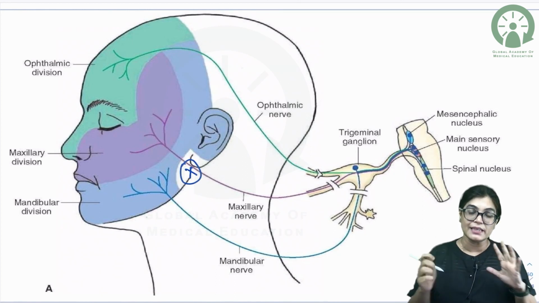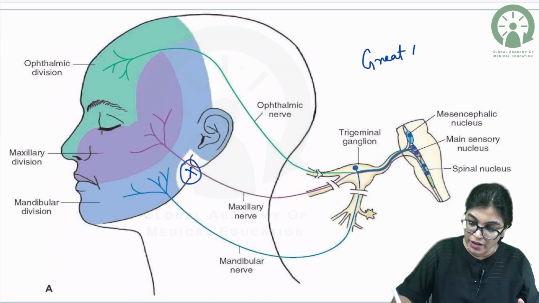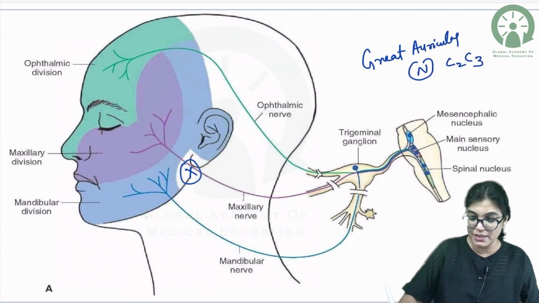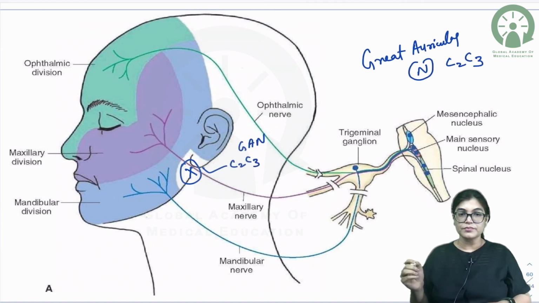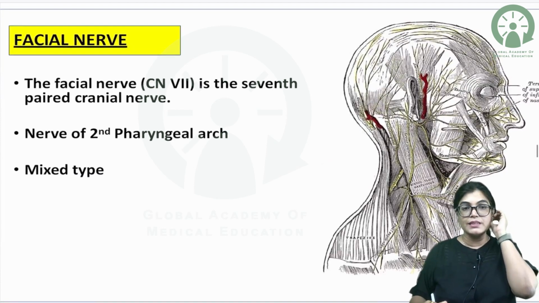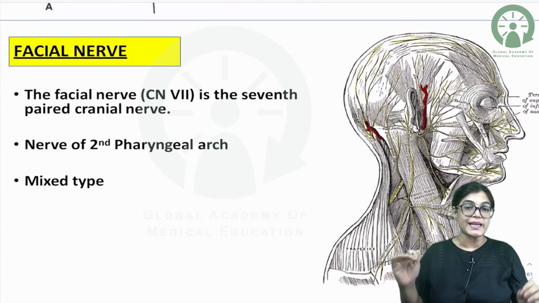This area is getting innervation via the great auricular nerve, root value C2 and C3. C2 and C3, great auricular nerve. Now, the facial nerve, this is the seventh cranial nerve, nerve of the second pharyngeal arch.